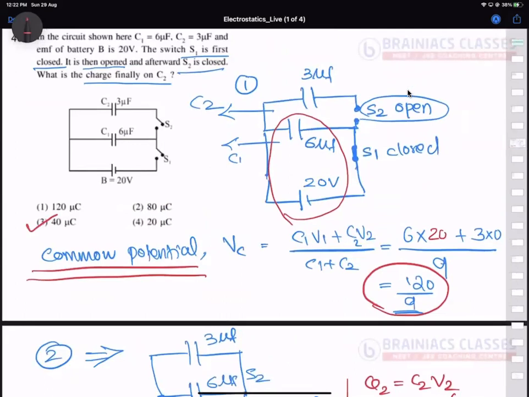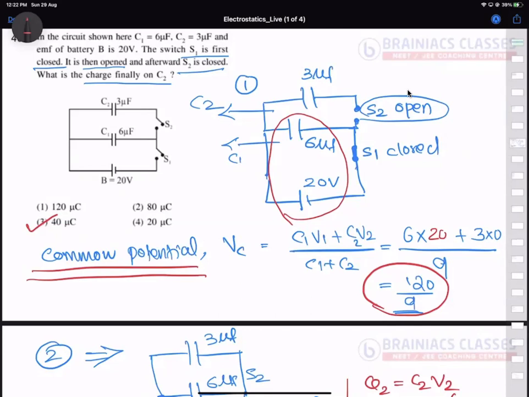Okay, so what is the summary of this question? The main setup is two capacitors, one battery, two switches. First, one switch is closed, S1 first. Why? Because for the battery some charge has to flow. S1 is connected with the battery, so charge flows when S1 is closed first.